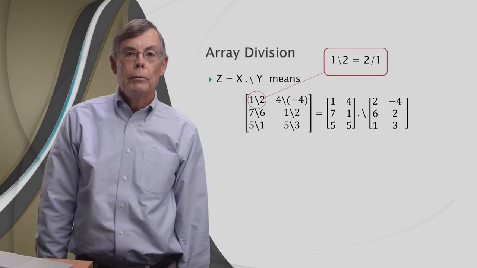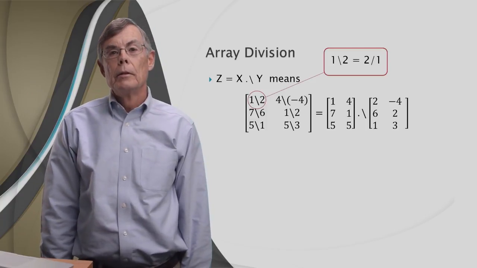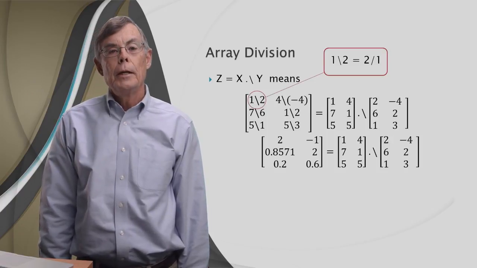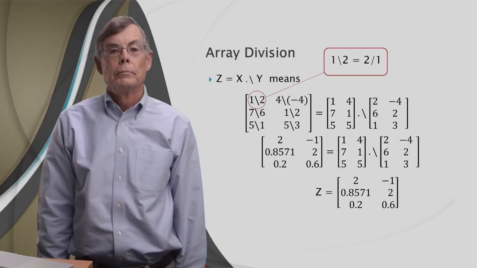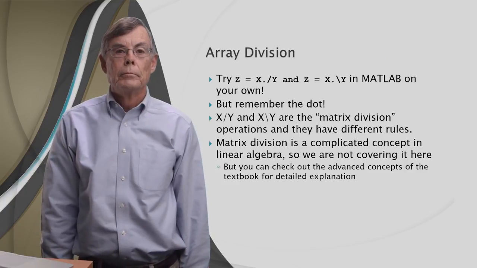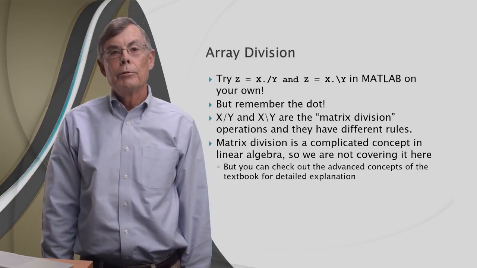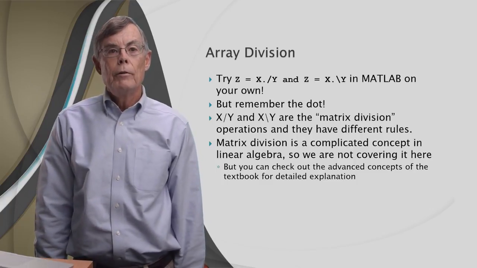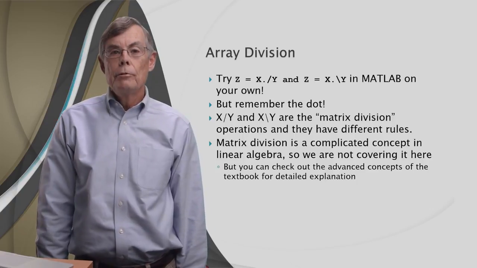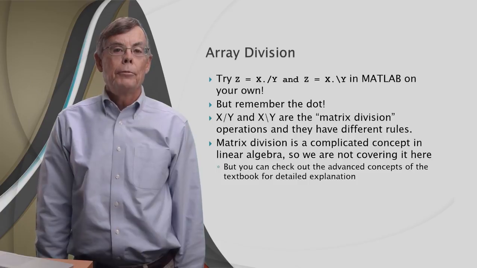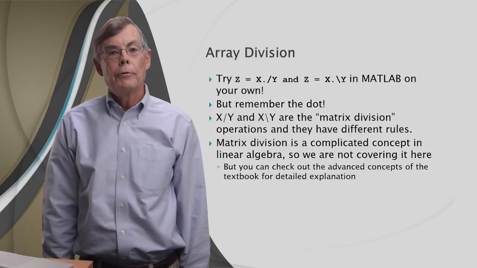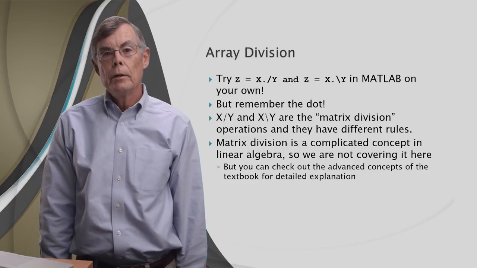Here's 1 over 2. Here's 1 under 2, and we're showing you that it's the same as 2 over 1. And here are the numbers carried out to 4 decimal places, and here's what you see when it's assigned to z. You should try some examples of your own to get used to this array division. But don't forget the dot. If you leave the dot out, then you're in a strange new territory called matrix division. Matrix division has different rules completely. In fact, it's quite a complicated concept in linear algebra, and we're not covering it here.